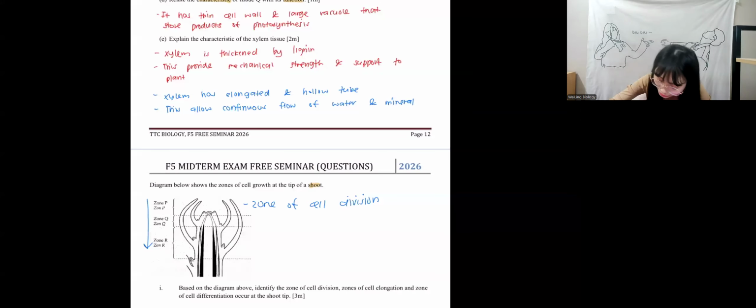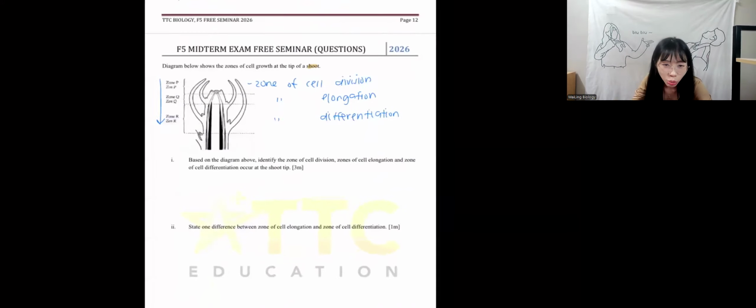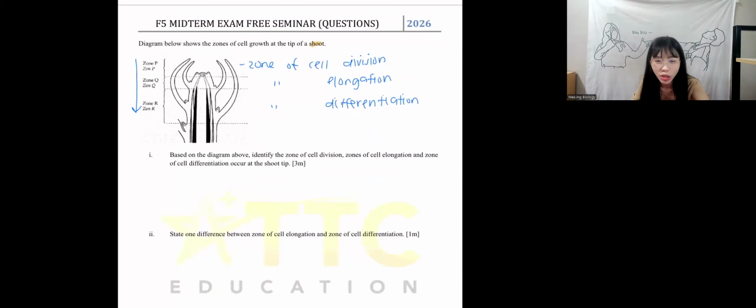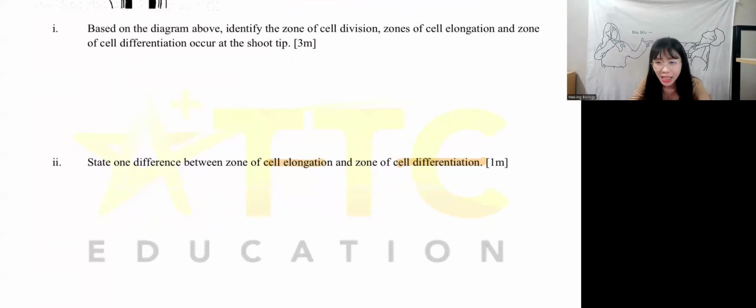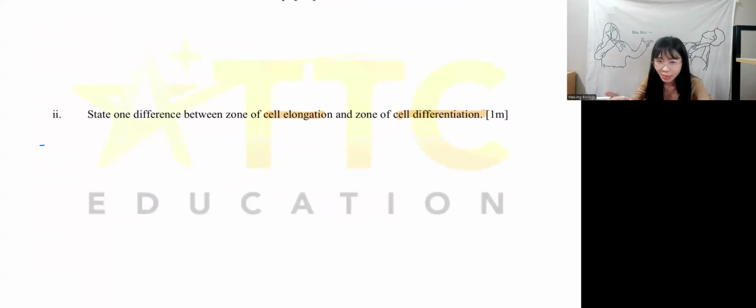Based on the diagram above, identify the zone of cell division. Okay, we have the answer already for one. Next question. State the differences between zone of elongation and zone of cell differentiation. They ask you to write the differences between elongation and differentiation. What can you write? You can talk about the function differences. When we talk about elongation, can you tell me what is the function of it? Is to increase what? Correct. The size and mass of the cell.